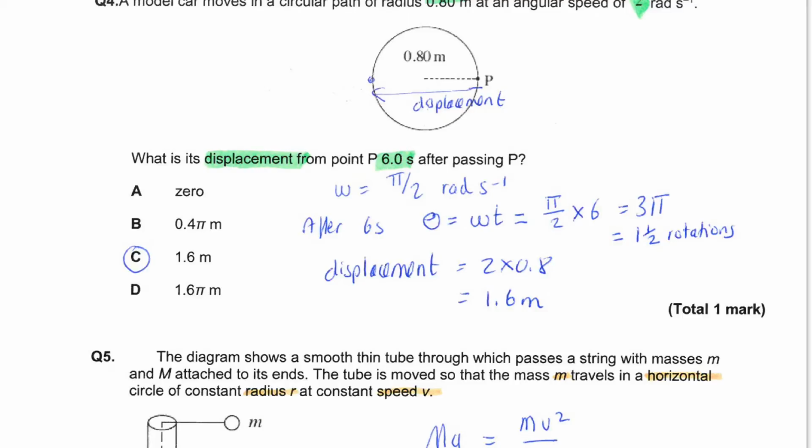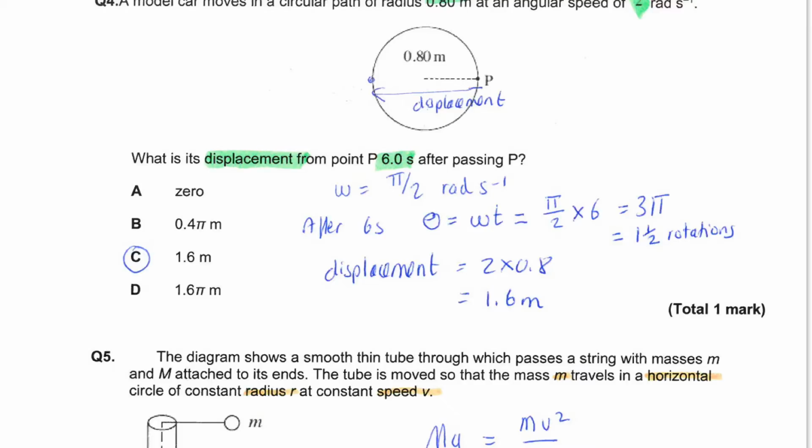Periodic motion, questions 4, 5 and 6. So starting with question 4, which is multiple choice, we have a model car moving in a circular path and you are told that the radius is 0.8 meters. Also the angular speed is pi divided by 2 radians per second.